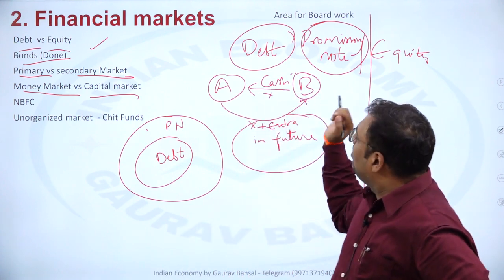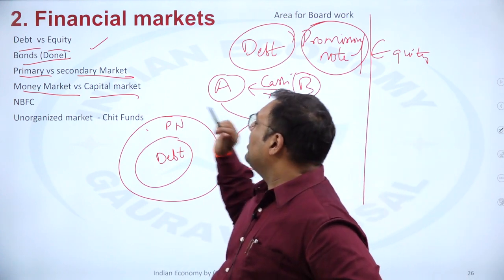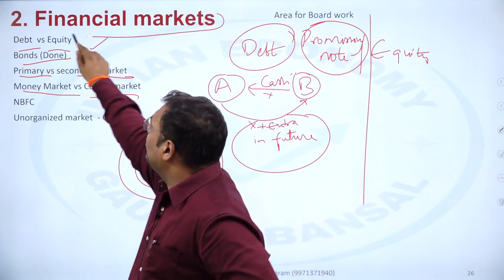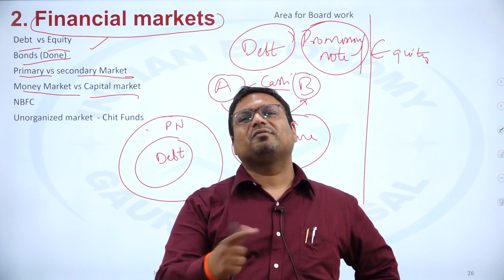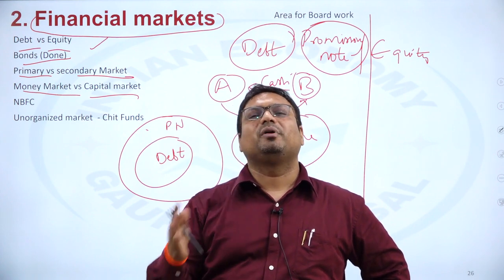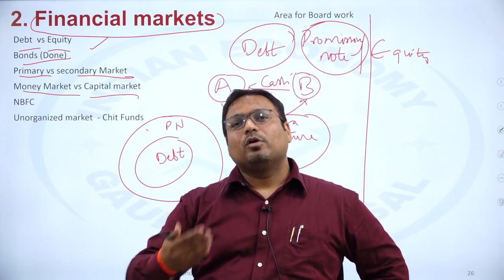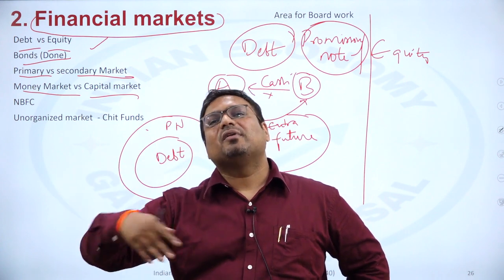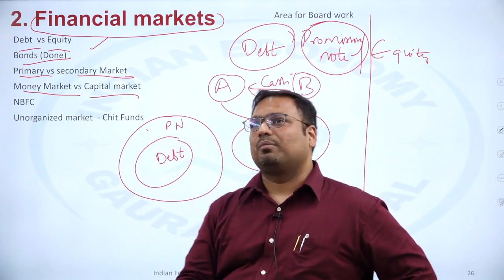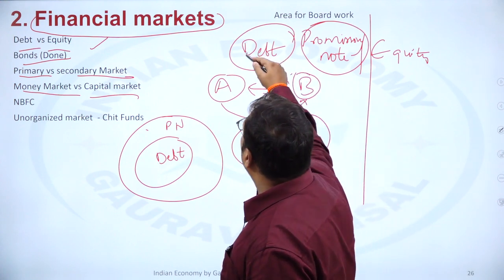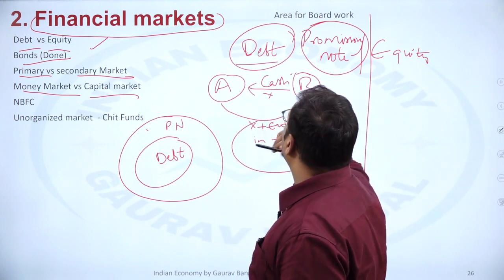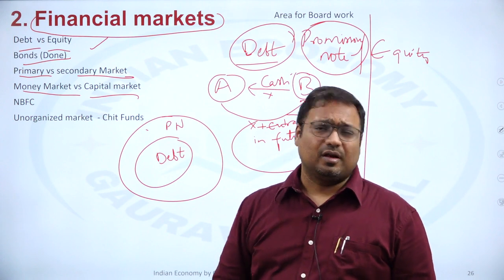So bank loans are not transferable, whereas all the financial market instruments that we talk about are transferable. If we mention something as a financial instrument, that means it must be transferable. The owner of that asset can be anyone at any point of time. So debt instruments are transferable.